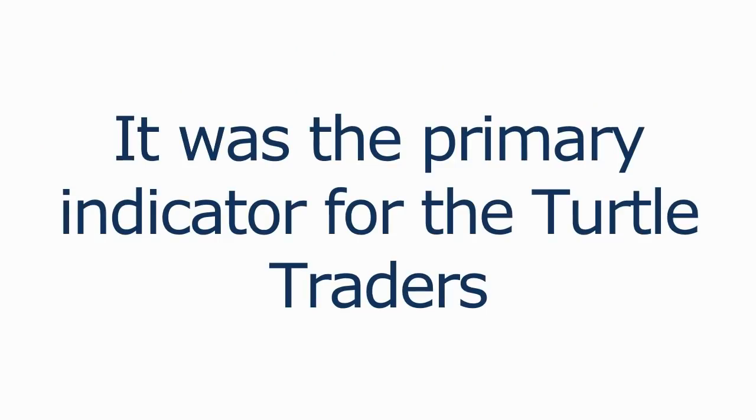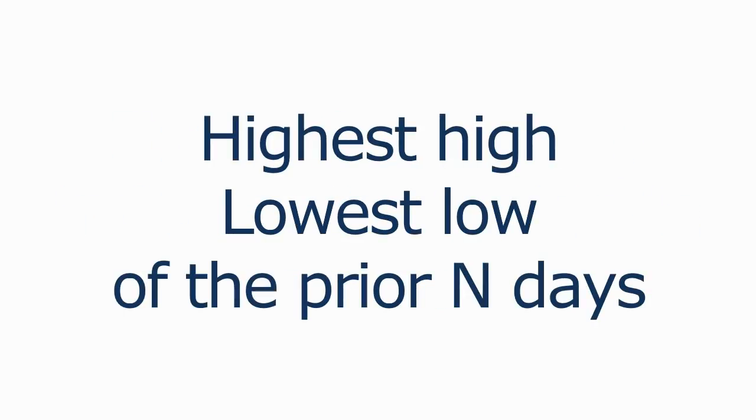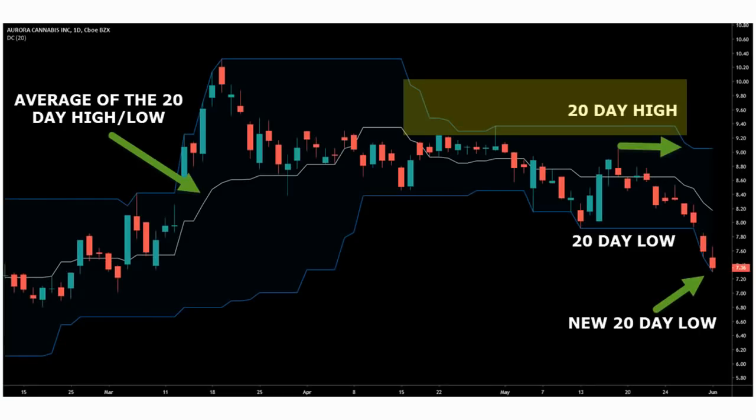You can actually design quite a few trading strategies around the Donchian channel. And it was the primary indicator for the Turtle Traders. The channel works simply by highlighting the highest high or the lowest low of the prior 20 days. The number of days for the setting can be changed to any number you want. Reading the channel is pretty easy.